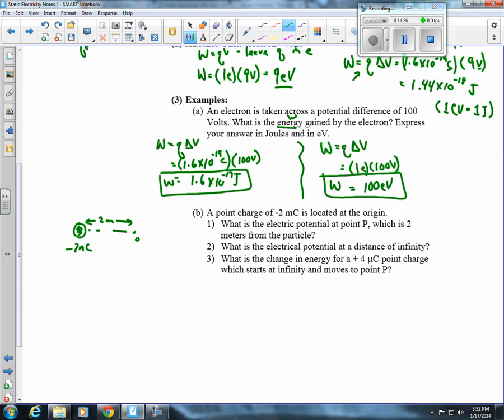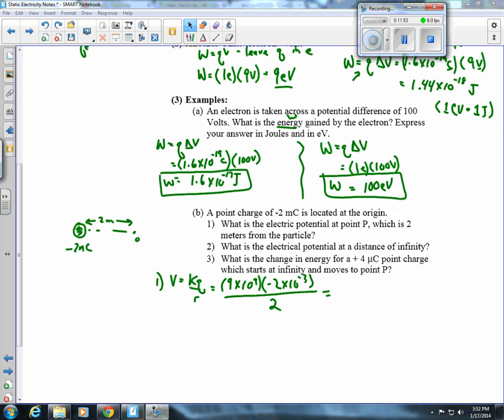All right? So for step 1, we're going to find the electric potential. Electric potential is V. Find it by doing kQ over r. So 9 times 10 to the 9th, the charge is minus 2 times 10 to the minus 3rd, divided by my distance, which is 2. And I'm going to end up with minus 9 times 10 to the 6 volts.